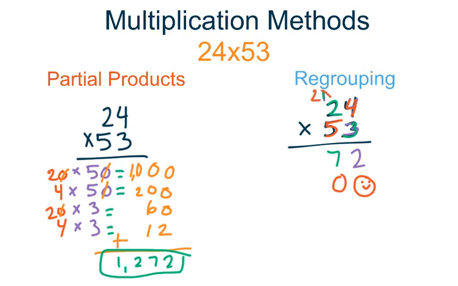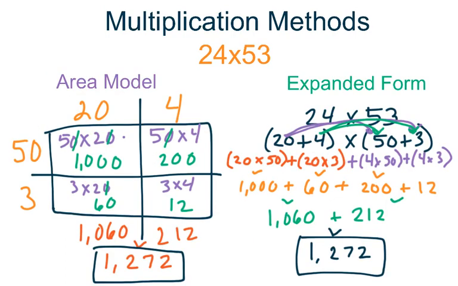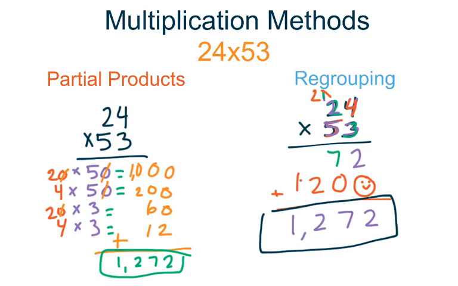I put my 0 down, and I carry my 2. And then I'm going to multiply my 5, my tens place times my tens place. That's going to give me 10. And 10 plus 2 more gives me a total of 12. And then I'm going to add my two pieces together. And I end up with the same product that I did for my others. So I know that I did everything right, 1,272. So those are our 4 methods that we can use to multiply. We have our area model, expanded form, partial products, and regrouping.